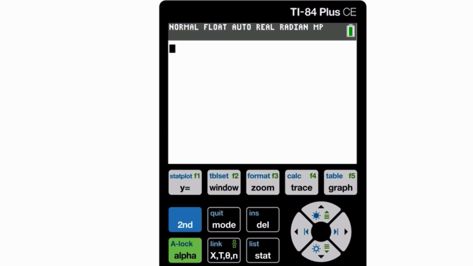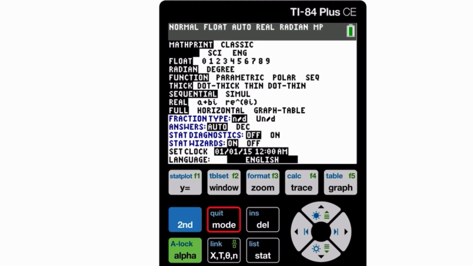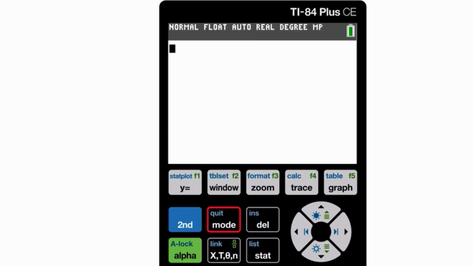The first thing is make sure that you go to mode in your calculator and you are working in degree mode. It is very important. The other thing that you should have on your calculator is your stat diagnostics on. It is mostly for correlation problems, but for now, just make sure that you do those two things after you reset your calculator. Degree mode and stat diagnostics on.